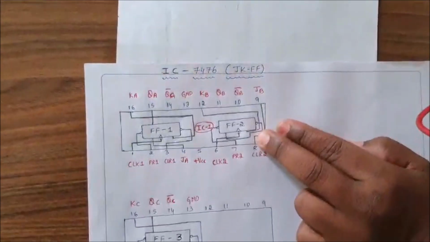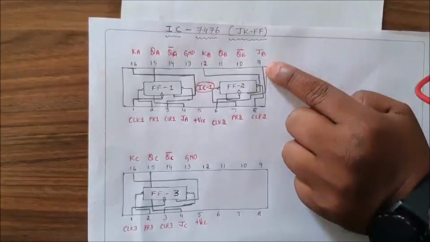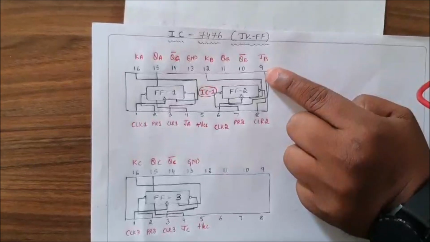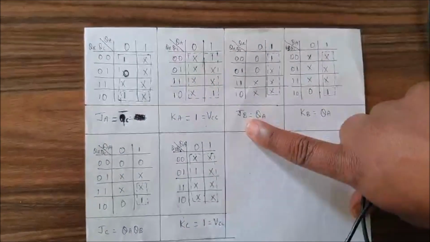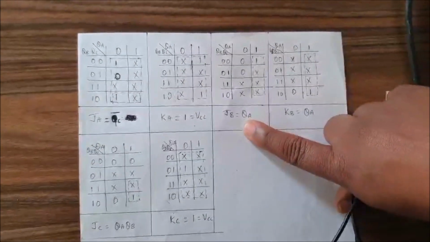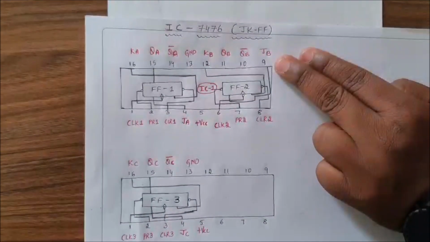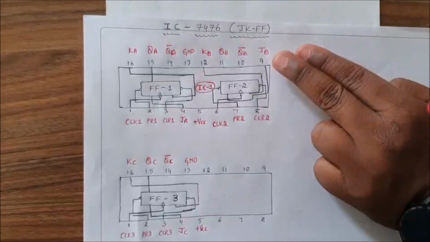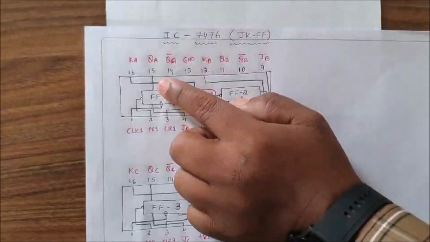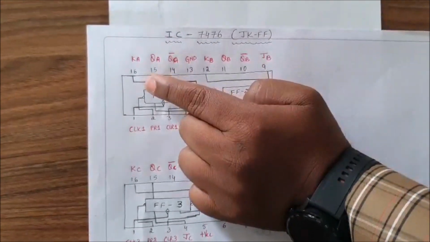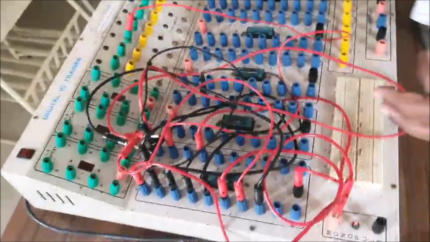So from the IC diagram, we have the JB input. JB belongs to the 9th pin, which means that from the K-map simplification we got JB is equal to QA. So what I need to do is take one patch cord. One end of the patch cord is connected to the 9th pin of IC1, another end is connected to QA. Here QA is from the 15th pin, so another end of the patch cord is connected to the 15th pin.